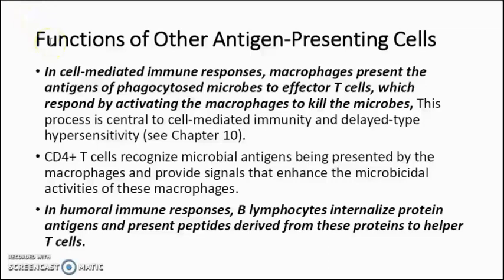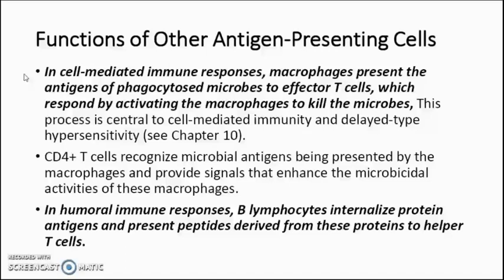Function of other antigen presenting cells. In cell-mediated immune response, macrophages present the antigen of phagocytosed microbes to effector T cells, which respond by activating the macrophage to kill the microbe. This process is central to cell-mediated immunity and delayed type hypersensitivity.